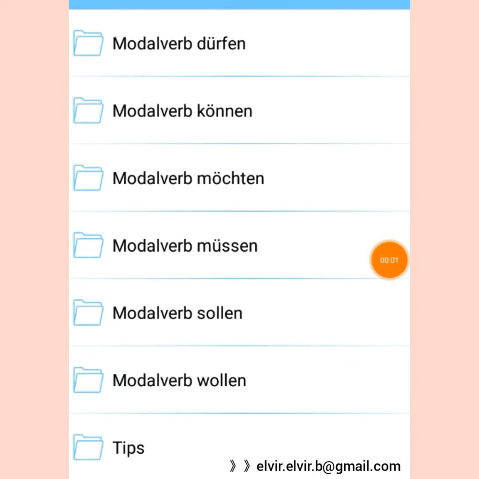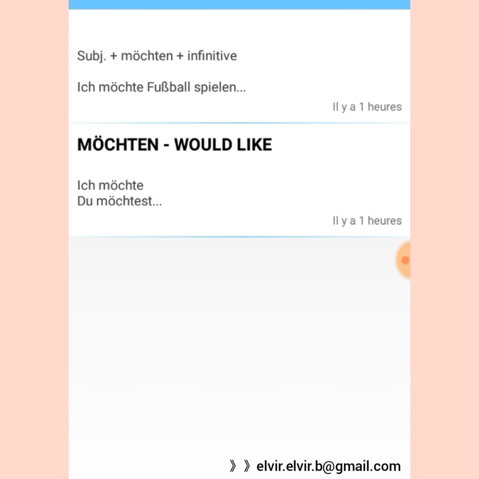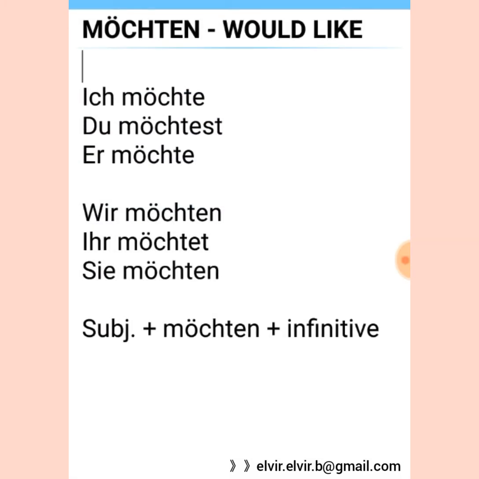Hello everyone, let's now move on to the modal verb möchten. Möchten means something like would like, okay? I would like, he would like, and so on. Let's see the conjugation pattern.